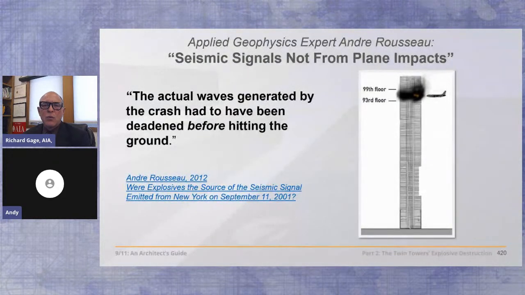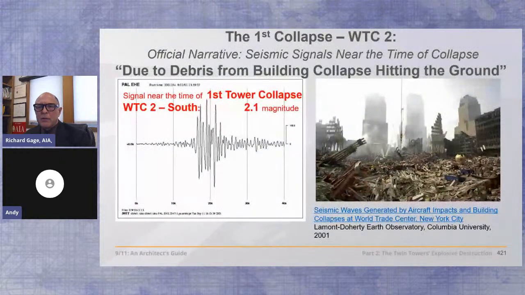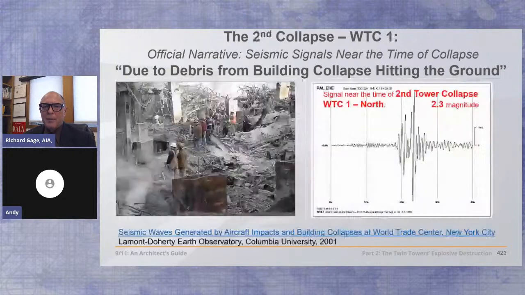He says the actual waves generated by the crash had to have been deadened even before hitting the ground. They wouldn't even make it 20 miles north. So that's extremely important. Now, we also have seismic events occurring near the time of the collapses, and it's intuitive to believe, at first at least, that this is due to the collapses.